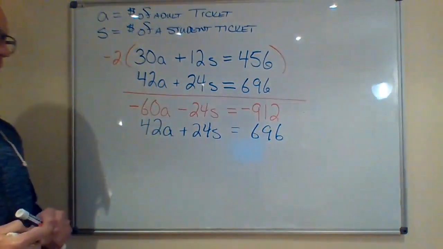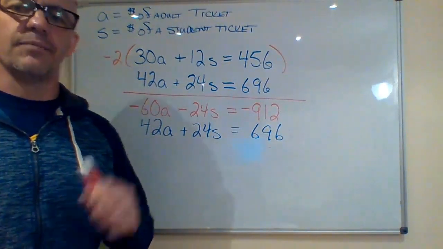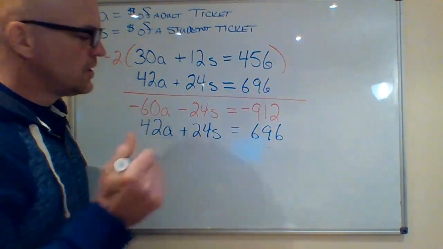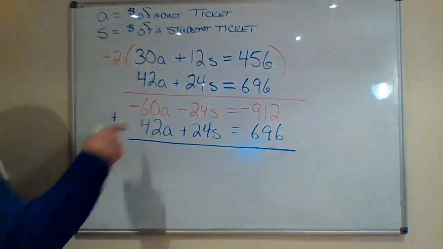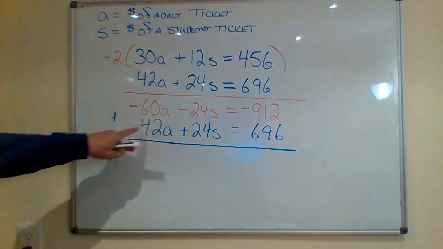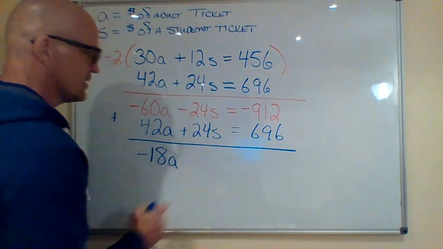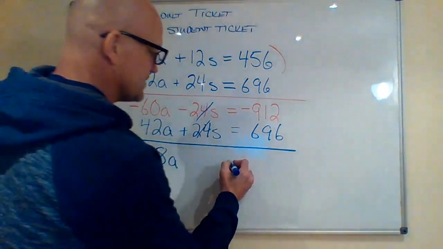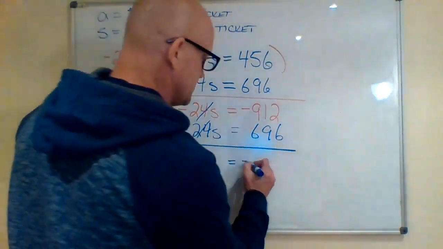Now before you dive in, I'm going to take a look and say, before I add these together, will something cancel out? Do I have a variable with opposite coefficients? And I do. I have a -24 and a 24. So when I add those together, I will get a variable to eliminate. So -60A plus 42A will give me -18A. My -24S and 24S will cancel out, and that's going to equal -912 plus 696, giving me -216.